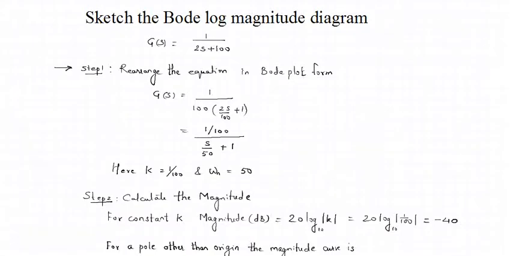Here is the first problem. Sketch the Bode plot for the given transfer function, and the transfer function given is 1 by 2s plus 100. For this transfer function, we are expected to plot the Bode plot using the magnitude and the phase spectrum derived from this transfer function. So what is the very first step?